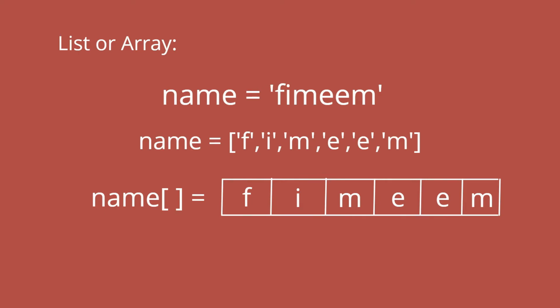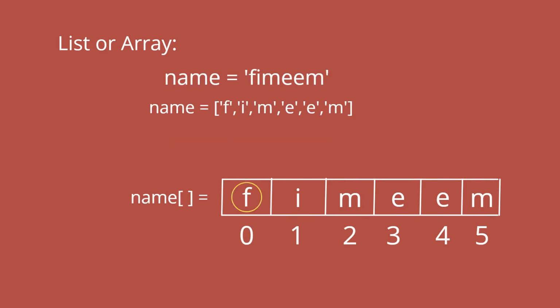In Python, the index starts from 0. Like F will be 0, I 1, N 2, E 3, then 4, 5. Like this, 0, 1, 2, 3, 4, 5. So here our word is 6 characters, but as our index is starting from 0, it will be 0 to 5. If I want to print only F, then I have to print name, and in the third bracket I have to put our first index, that is 0. If I want to print N, then I have to take the same way, name, and in the third bracket the index 2.